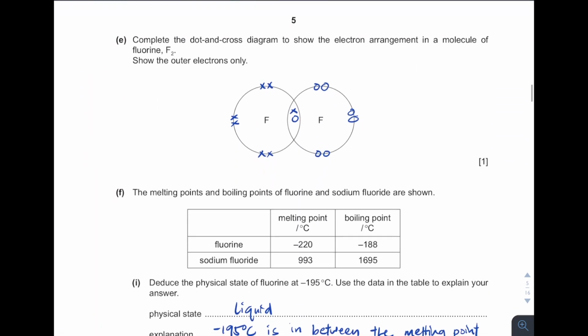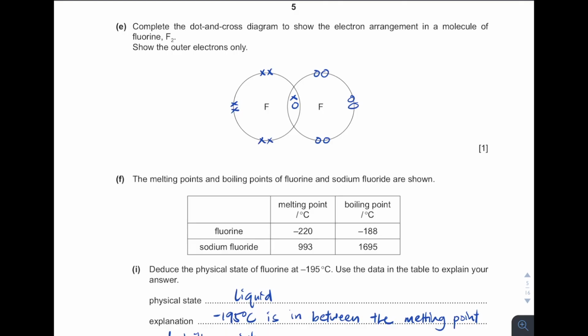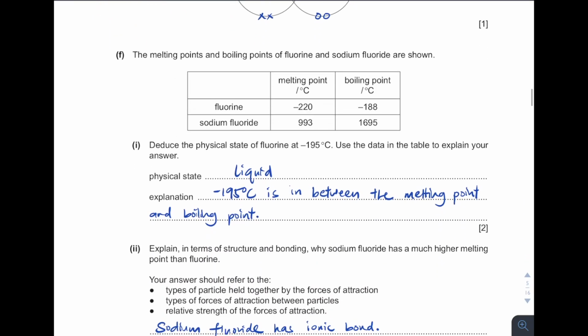Then the drawing of this covalent compound. We know that F is 2, 7. It needs one more electron, so therefore it can only share one. So eventually it looks something like this. You share one, from 7 valence electrons, how many electrons are left unshared? 6, isn't it? So the remaining 6 electrons remain outside. And then next one.